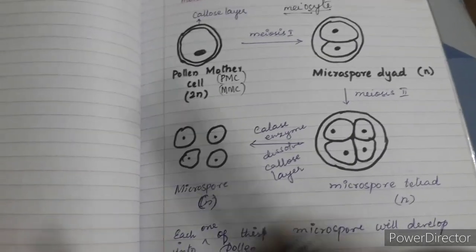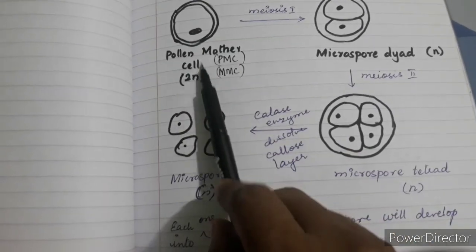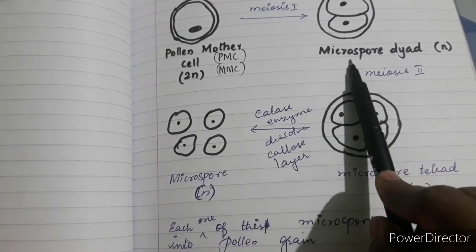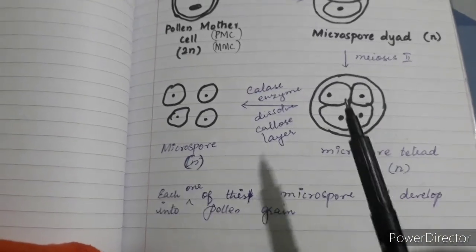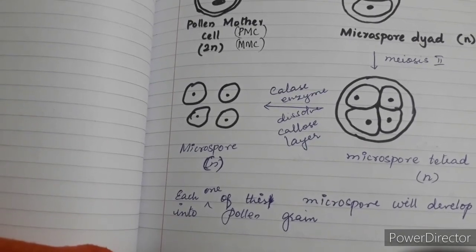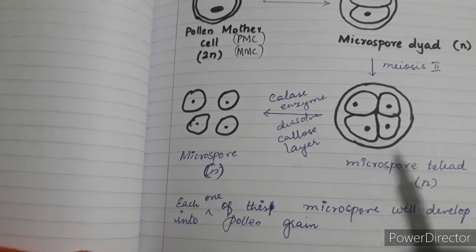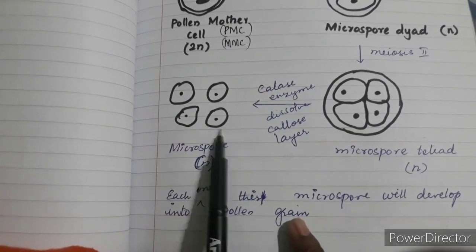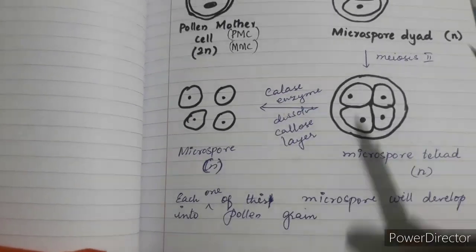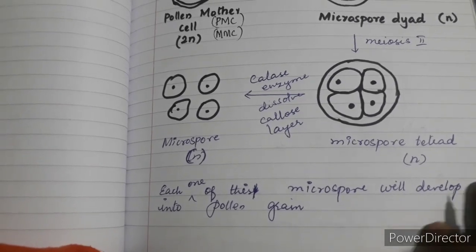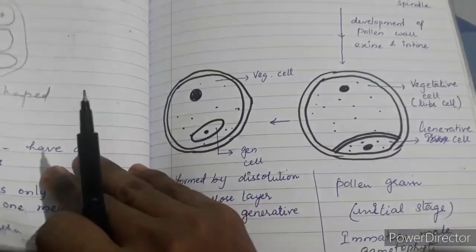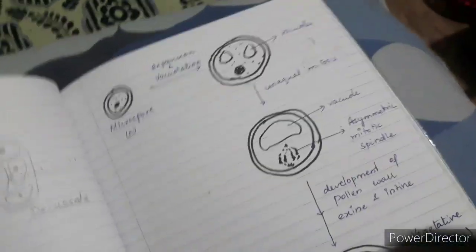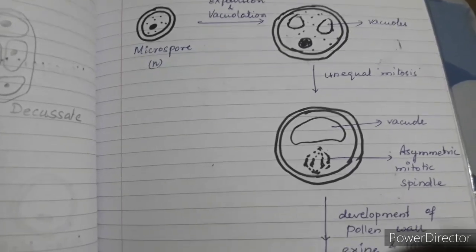So let us have an overall look again. Pollen mother cell undergoes meiosis 1, forming a microspore dyad, undergoes meiosis 2, forms a microspore tetrad, which are haploid in nature. All the 4 daughter cells are attached together by callose, and the callose is dissolved by callase enzyme. So we get individual microspores. All of them are haploid in nature. Now each one of these microspores will develop into a pollen grain.